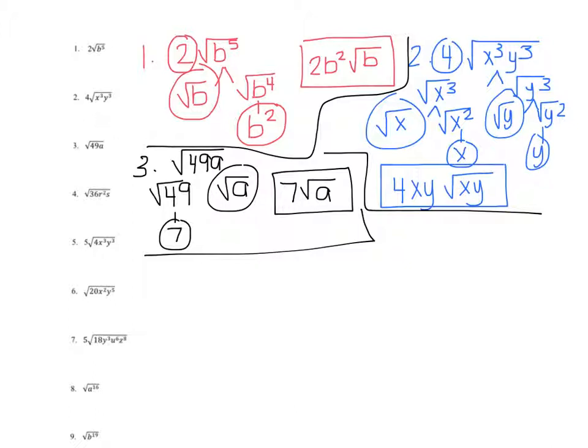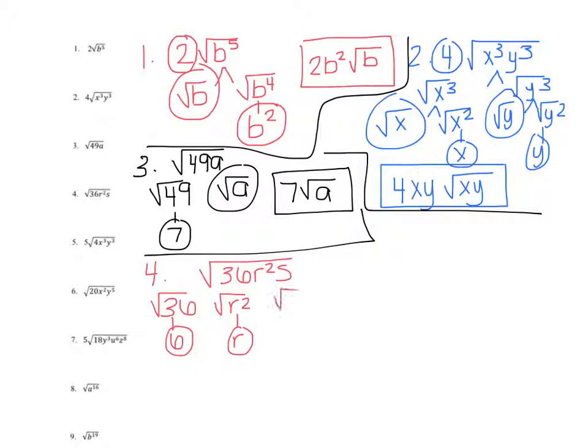Next, number 4. For number 4, we have 36 r squared s. The square root of 36 is 6. The square root of r squared is r. And the square root of s cannot be simplified. So our final answer is 6r radical s.